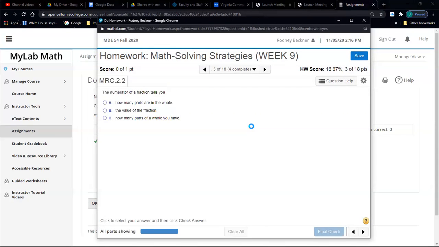The value of the fraction is the top and the bottom combined. The numerator of a fraction tells you how many parts are in the whole. Well, we just said the bottom was that, so it can't be it. The value of the fraction we just said is the top and the bottom combined. How many parts of the whole you have? C.